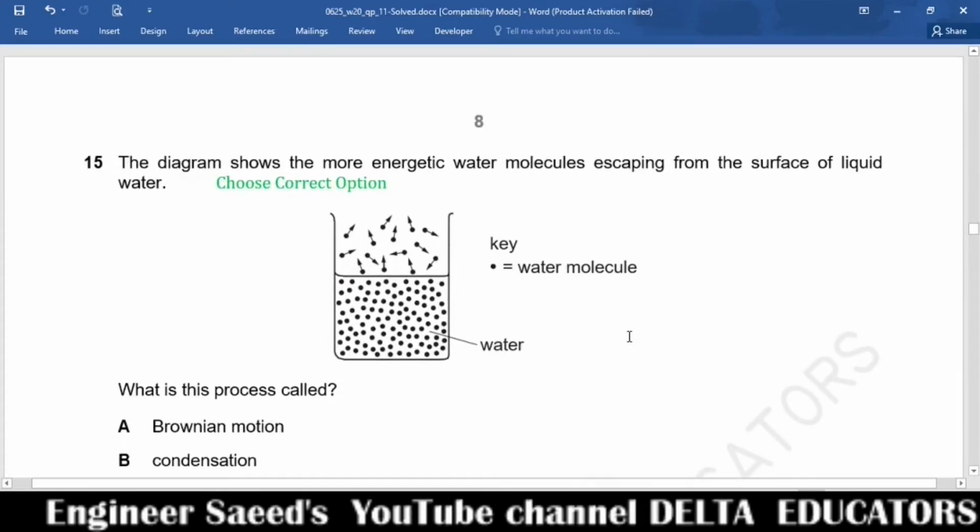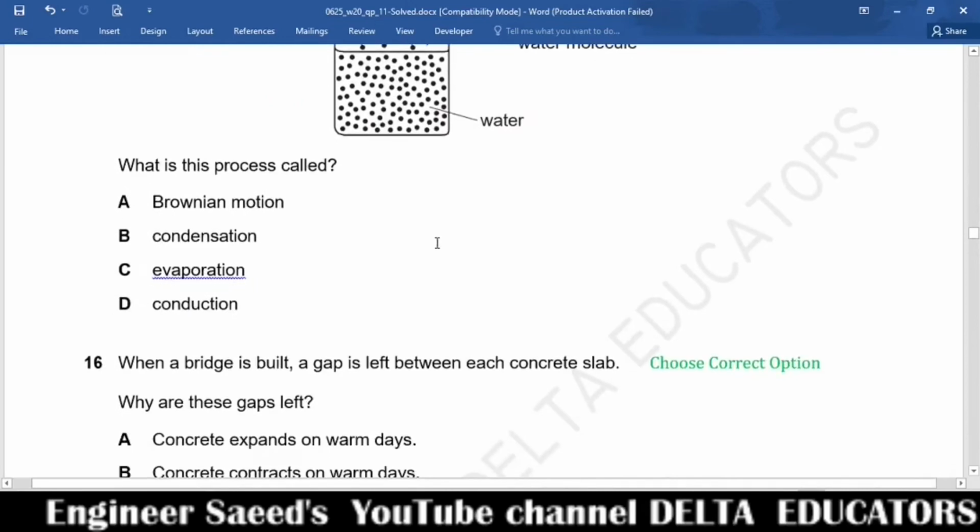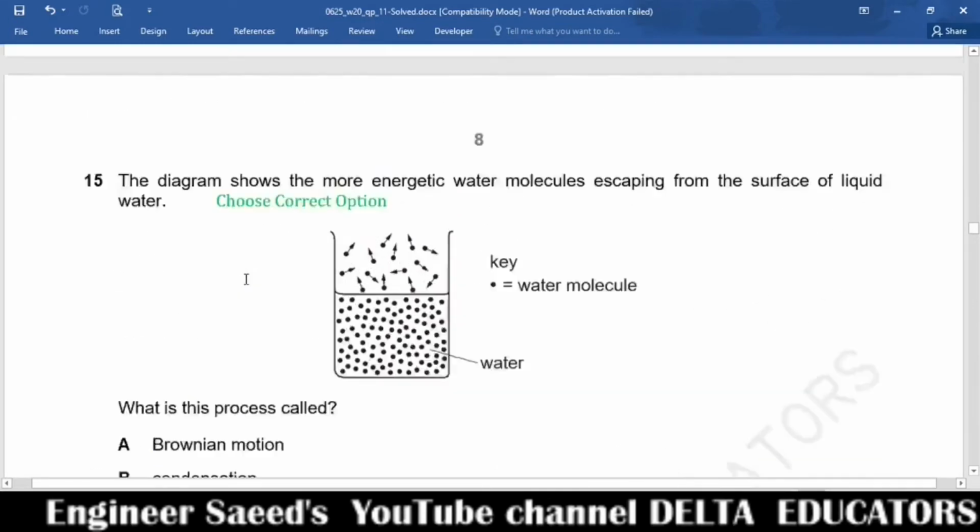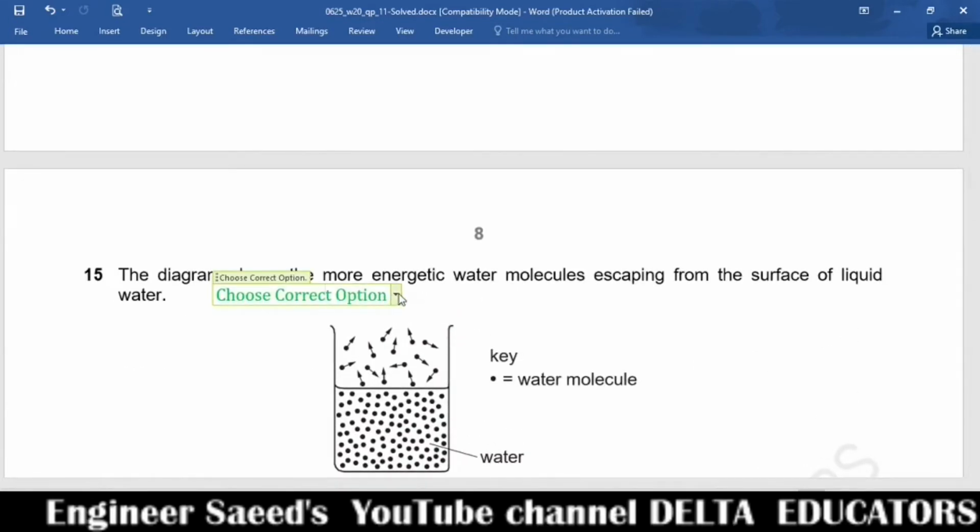Question number 15. The diagram shows the more energetic water molecules escaping from the surface of the liquid water. What is the process called? It is the basic definition of evaporation. So here we have evaporation. In option A, it is given Brownian motion. In B, it is given condensation. In C, evaporation. In D, conduction. Definitely our correct option is option C. It is evaporation. So the correct option will be option C.